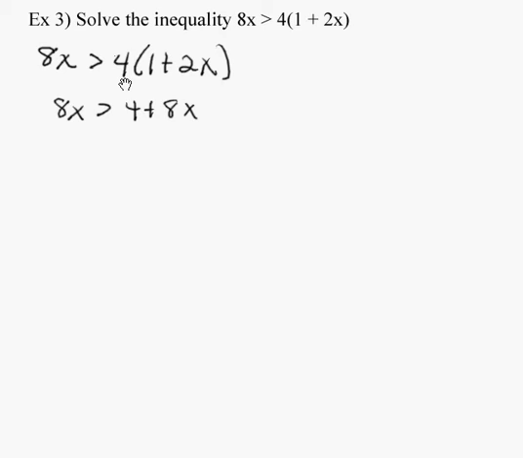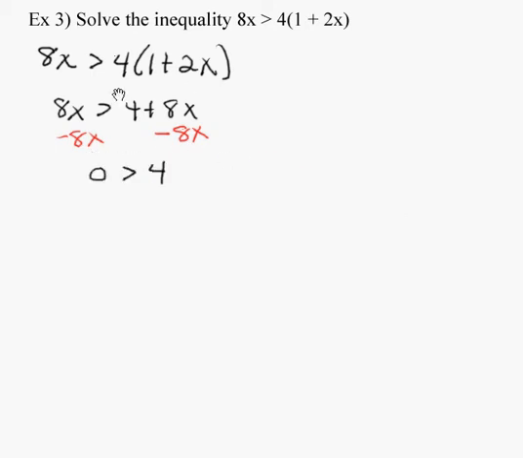8x greater than 4 distributed to 1 plus 2x. So let's start out by distributing. 4 times 1 is 4. 4 times 2x is plus 8x. And an interesting thing is going to happen here, so watch very closely and carefully. We would like to get all the x's together, probably on the left side. So I look to see what x is on the right side. There's a plus 8x. To undo addition, I'm going to subtract 8x from both sides.